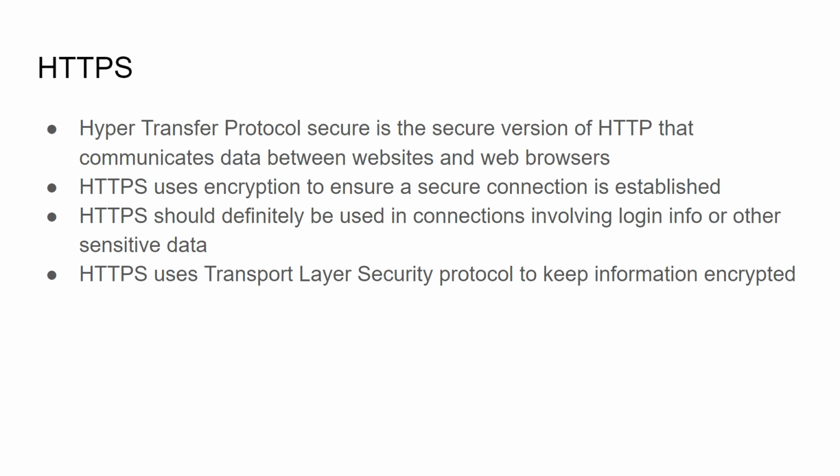HTTPS uses Transport Layer Security Protocol to keep information encrypted, and TLS uses asymmetric public key as its method of encryption, which works by the private key located on the web server, decrypting information that comes in by clients using a public key available to everyone.